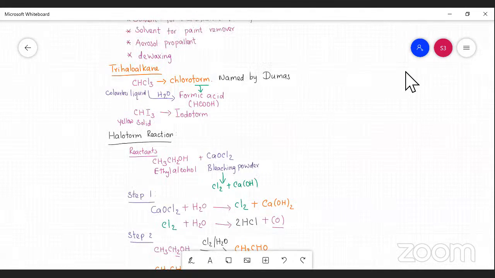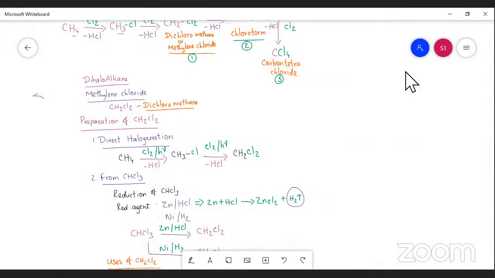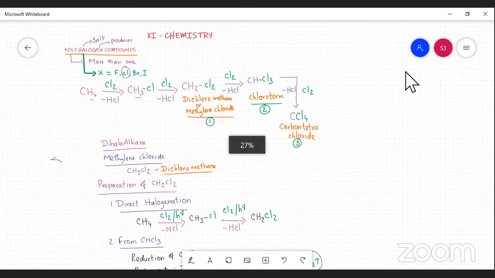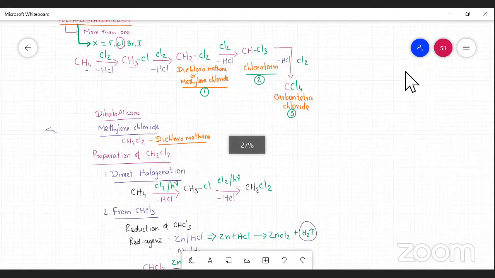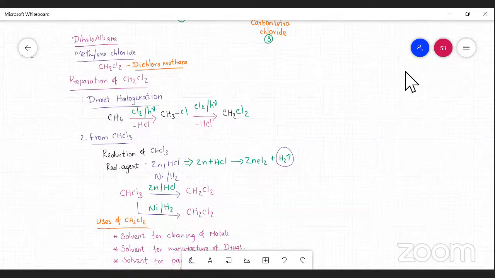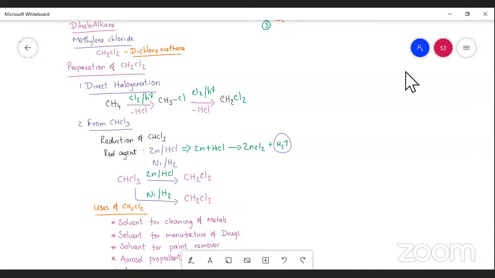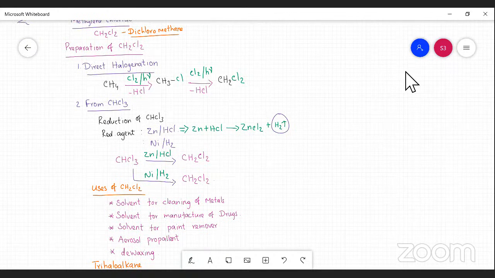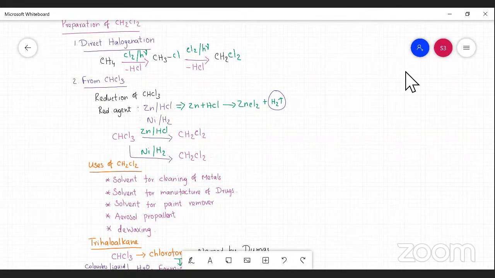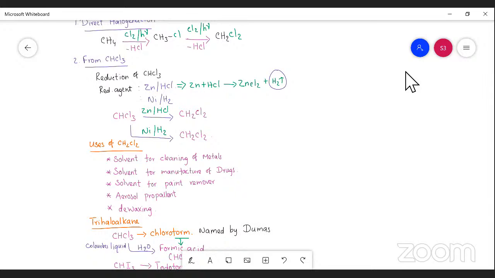Listen, we may conclude this session. We are taking methylene chloride. In these polyhalogen compounds, we take methylene chloride as the first component, then chloroform and carbon tetrachloride. Now, how will you prepare this dihaloalkane, methylene chloride? Methylene chloride is prepared from direct halogenation of methane and reduction of chloroform. For the reduction process we utilize zinc and HCl.